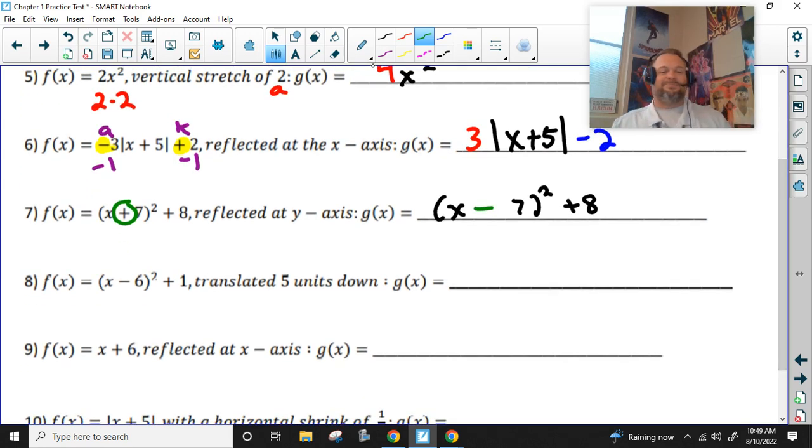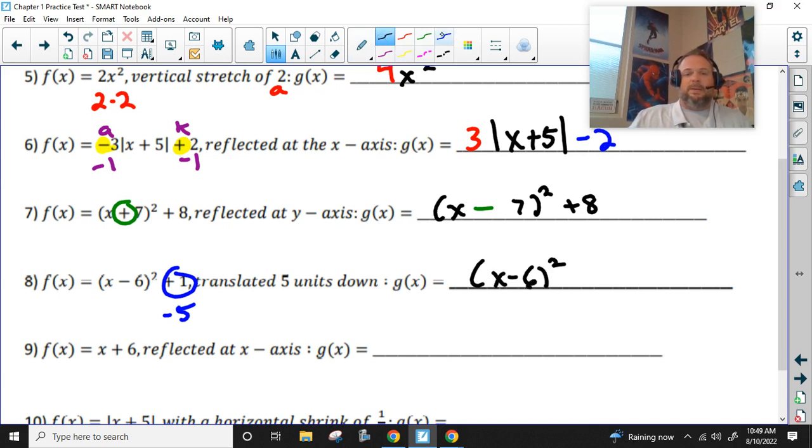All right. So this one, we're translating it 5 units down. So we take our K value and subtract 5. So it's x minus 6 quantity squared minus 4, because 1 minus 5 is negative 4.